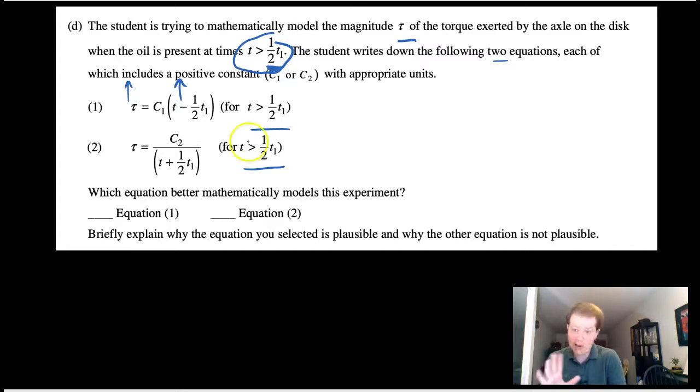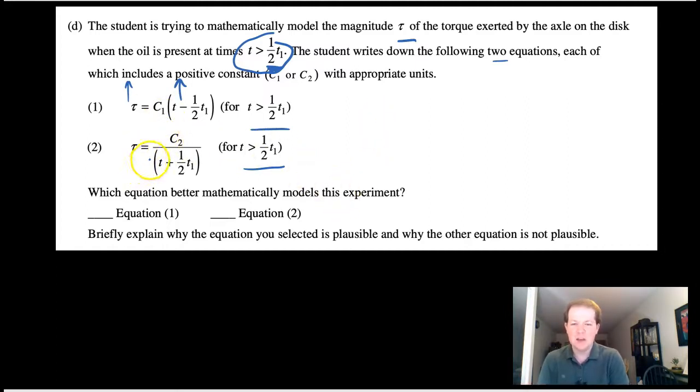This is a weird equation. I've never seen it before. Thrasher never taught it to me, that jerk. But what it's saying is that when time is increasing, the torque is increasing. And that doesn't match the scenario. The torque should go down because I'm dripping more and more oil. I'm reducing the friction. I don't know about one.